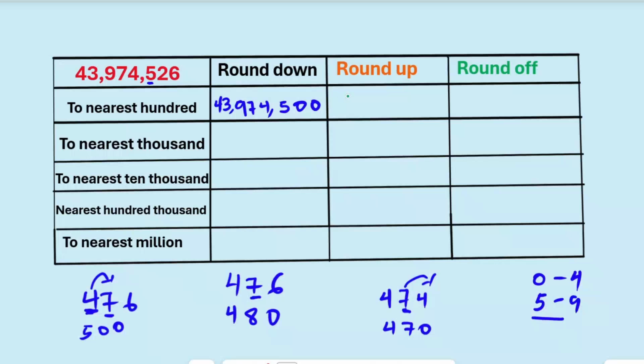Okay, so let's see this one. So we have to round the same number up to the nearest 100. So the place is still 100, which is 5. The number behind is 2.